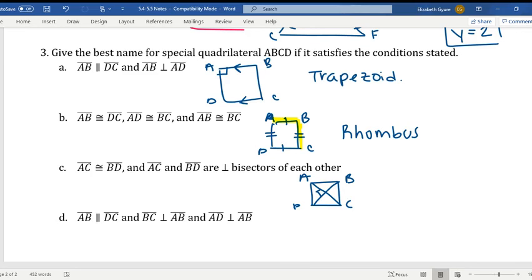Which shape has a property that the diagonals are congruent? Okay, a rectangle. Which shape has a property that the diagonals are perpendicular? The angles, yes, but this is saying the diagonals themselves. So the diagonals are congruent, that's a rectangle. The diagonals are perpendicular, that's a rhombus. What do you get if you take all the properties of a rectangle and a rhombus? You get a square.